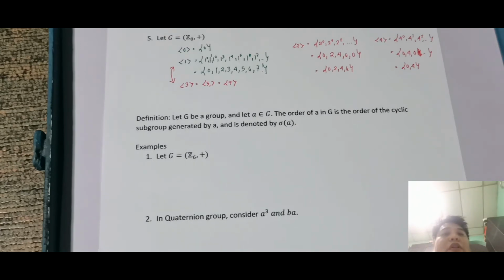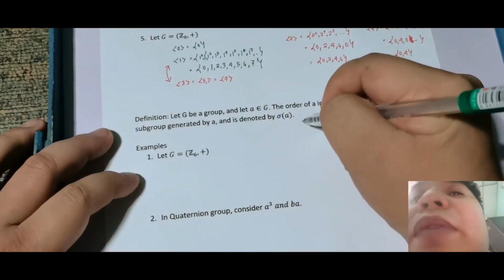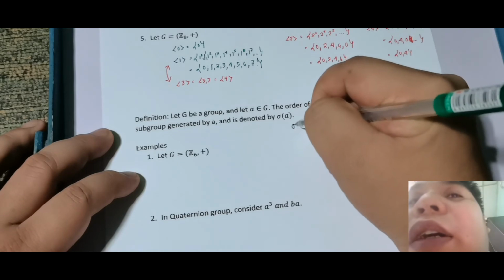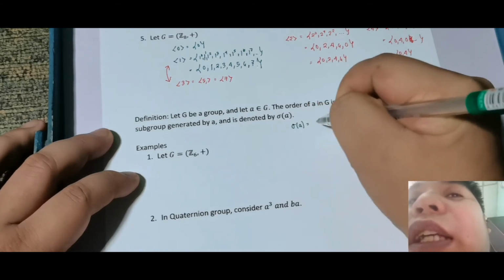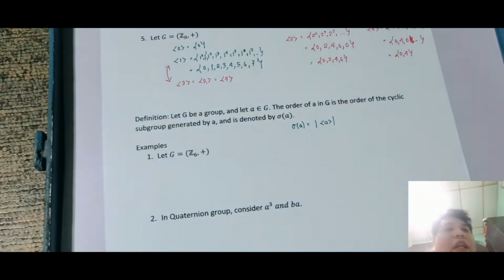Okay, now let's have a definition. Let G be a group, and let A be an element of G. Then the order of A in G is the order of the cyclic subgroup generated by A, and it's denoted by order of A. So ano nang ibig sabihin nito? 'Di ba ang alam natin na kuha natin order of element? Ang order daw nung element A is just equal sa cardinality nung cyclic subgroup generated by A.